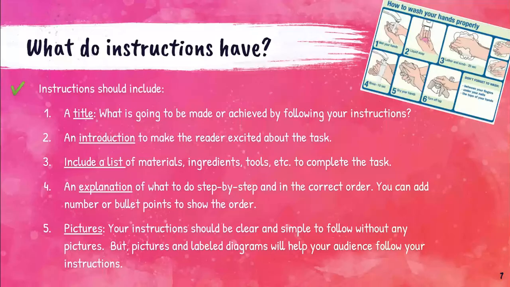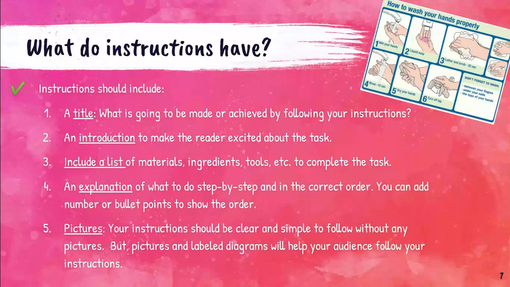What do instructions have? So, instructions should include a title, explaining what is going to be made or achieved by following your instructions. And if you look there in the top right-hand corner, it says how to wash your hands properly. That's the title for this infographic and for the instructions. So that title tells me that if I follow these instructions, I will learn how to wash my hands properly.